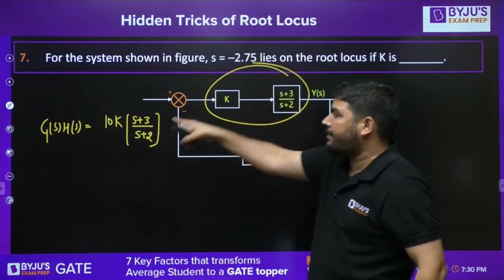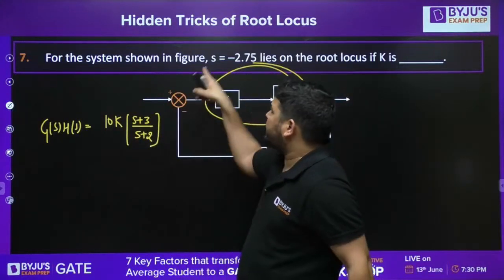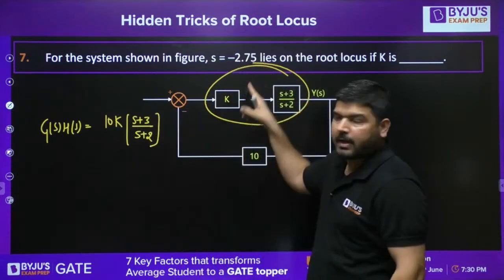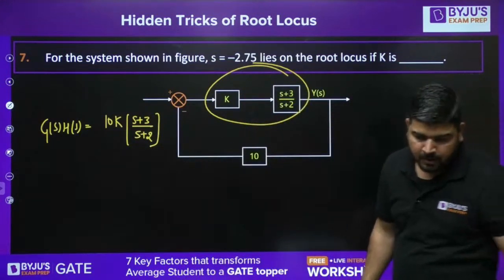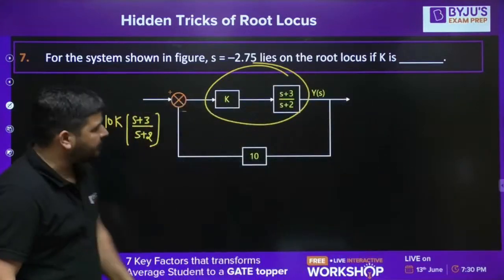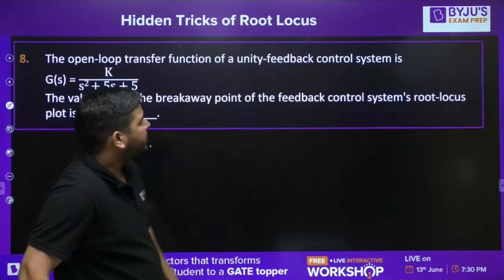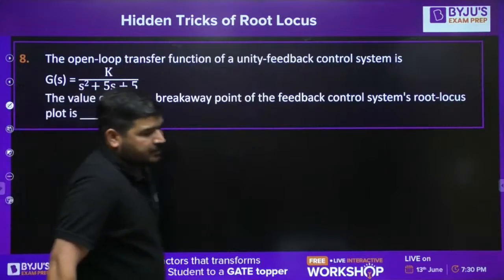Since we need to calculate the K value, you have to take the magnitude at this point. Put s equal to minus 2.5, take the magnitude, put it equal to 1 and calculate the K value. So it's easy peasy. You can do it yourself. It's very simple. Okay? Let's come to the next question.